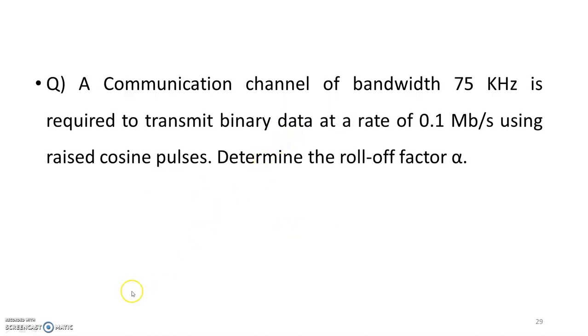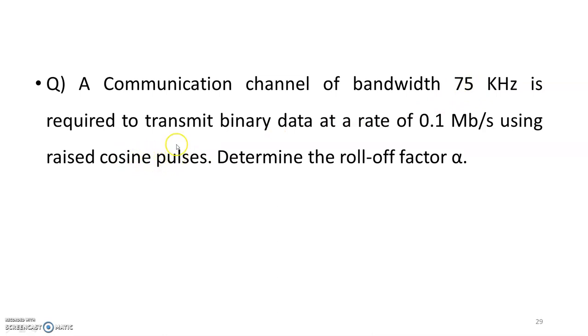Now we see just one problem. A communication channel of bandwidth 75 kilohertz is required to transmit binary data at a rate of 0.1 megabits per second, using a raised cosine pulse. We have to determine the roll-off factor alpha. So in this case you are given the bandwidth as 75 kilohertz, and it is a raised cosine pulse.